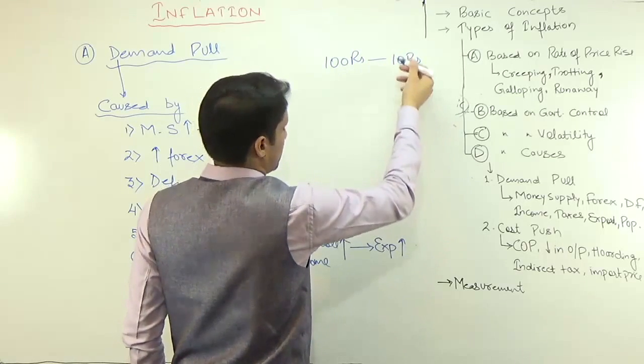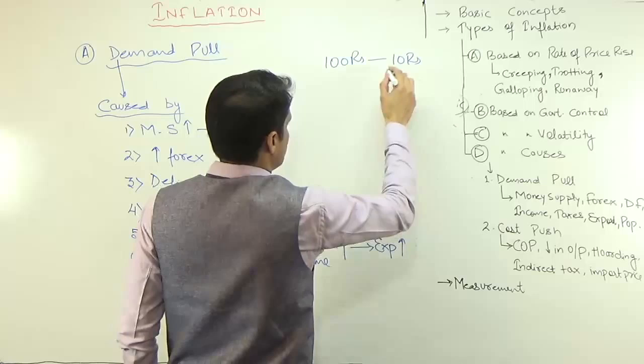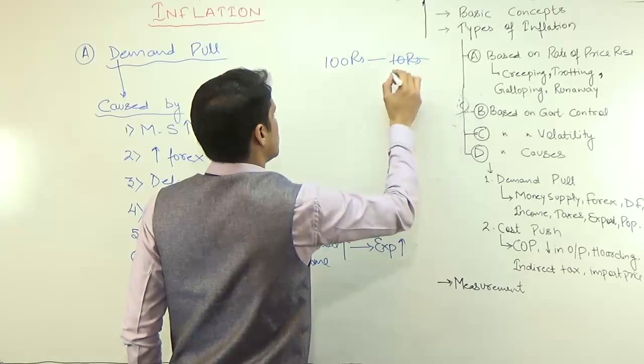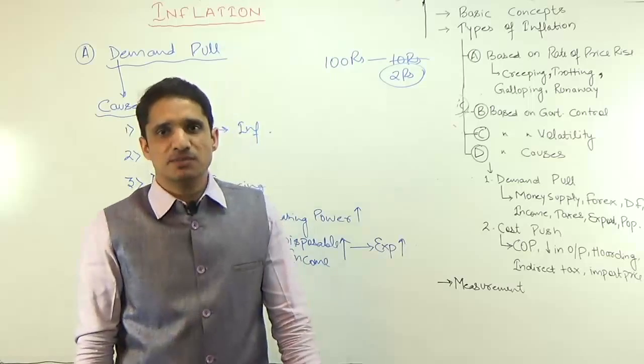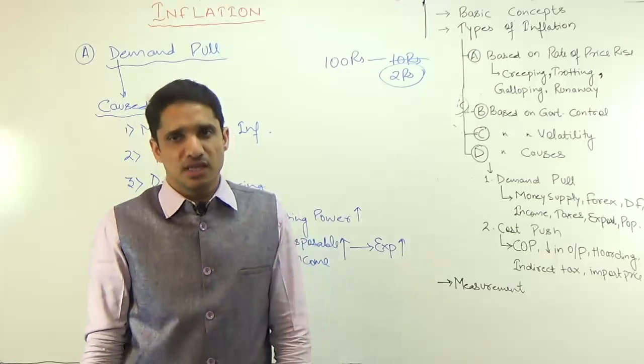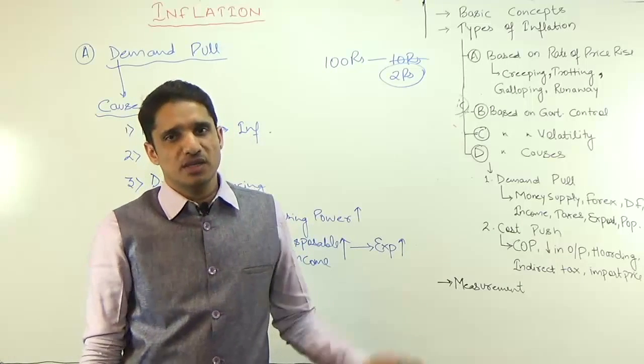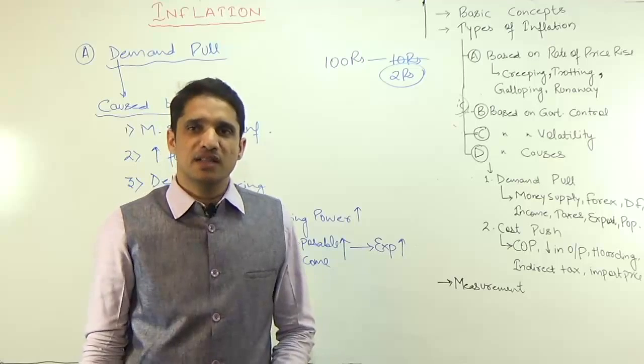It means your disposable income is 90 rupees. But suppose the tax becomes 2 rupees. So now your disposable income becomes 98 rupees, which is going to increase the money supply in the economy and which is going to increase the demand in the economy.